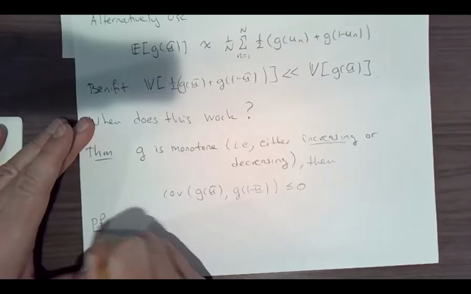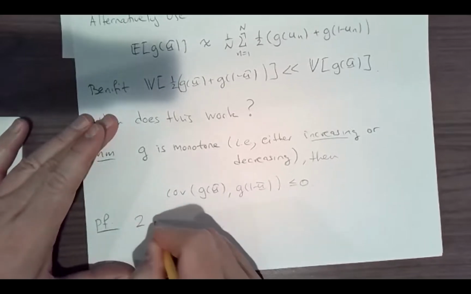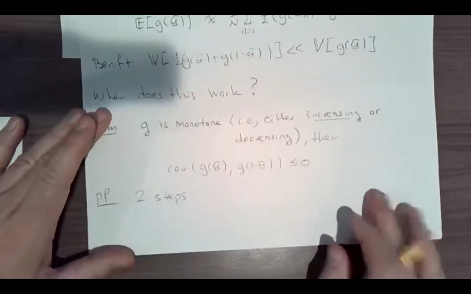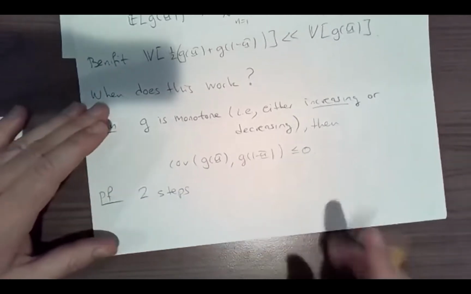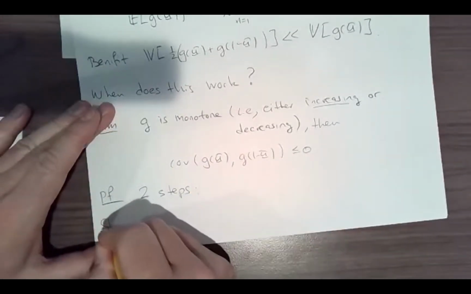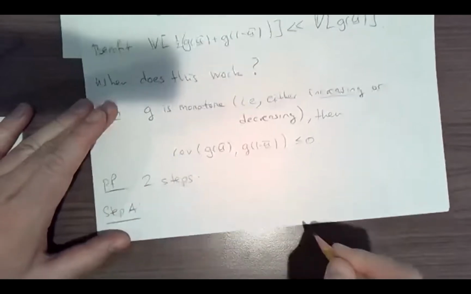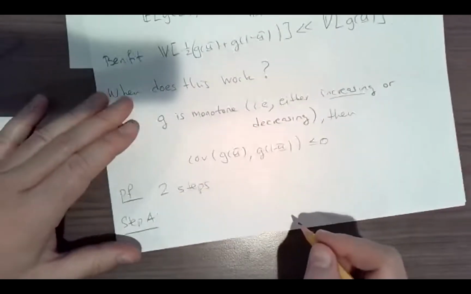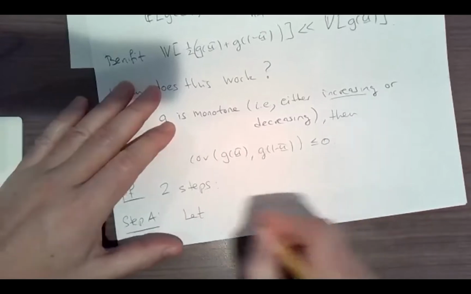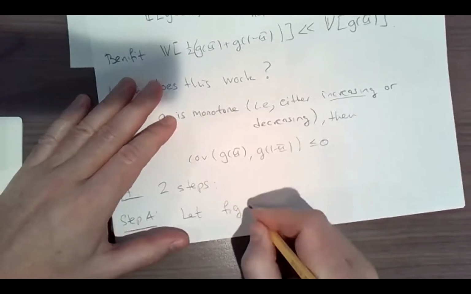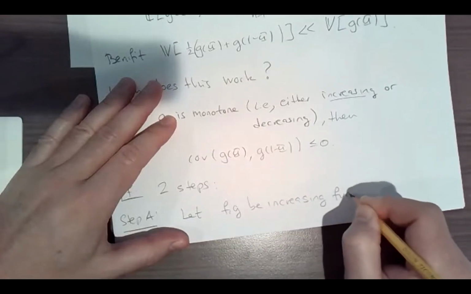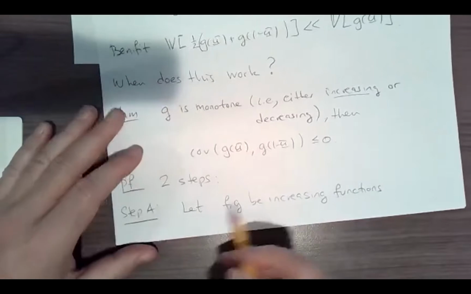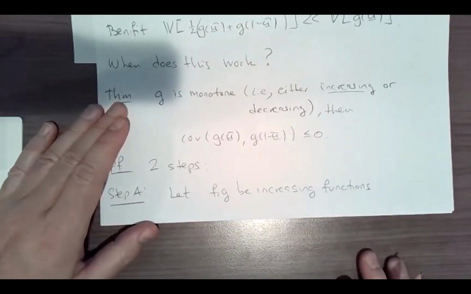All right, so the proof has 2 steps. It's not that difficult. The first step, step 1: let f and g be increasing functions. So take 2 functions and they are increasing.